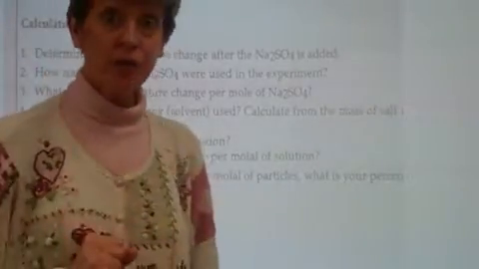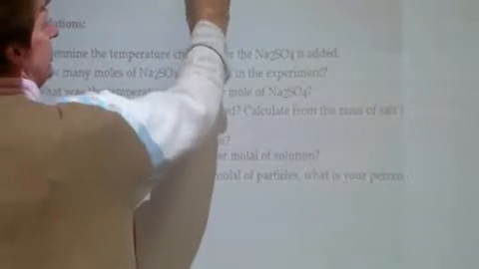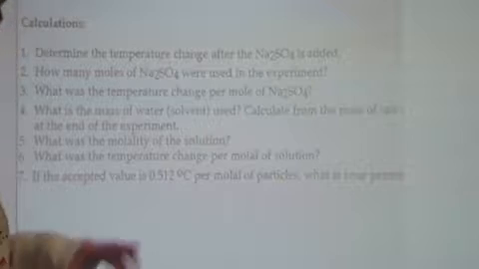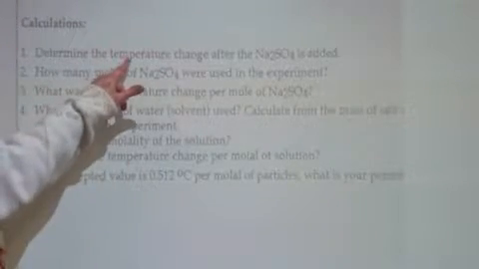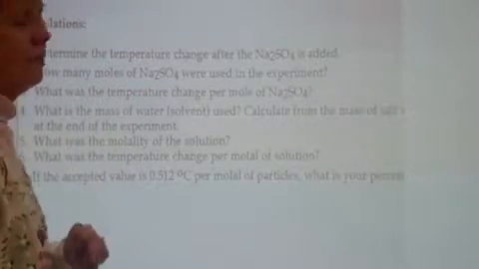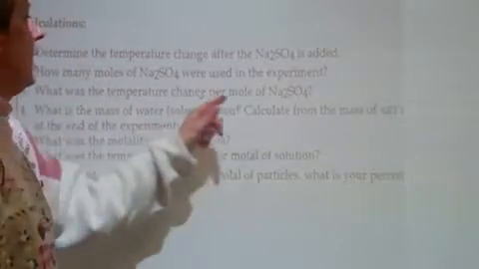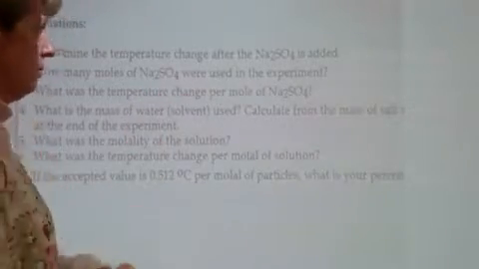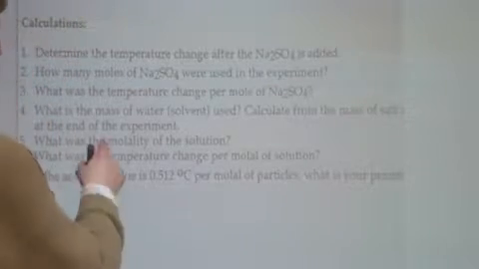Okay, here we are doing the calculations for the boiling point elevation lab. Okay, so here's what we need to do. Calculation 1, delta T, that temperature change after you added the Na2SO4. Number 2, how many moles? You have grams, you're going to convert those to moles. Next, we want what's the temperature change per mole. So take your answer to number 1 divided by your answer to number 2.